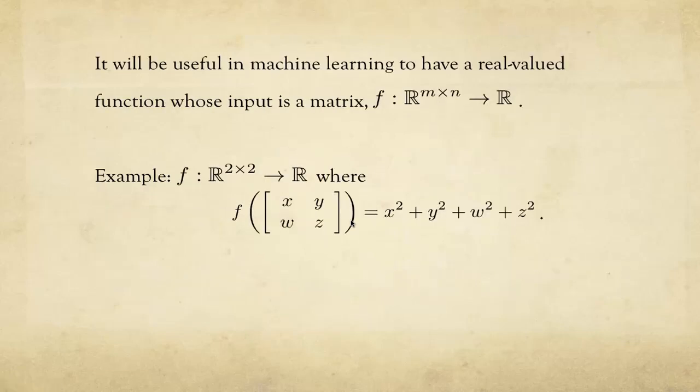It's useful sometimes in machine learning to be able to have a function defined on matrices. A function defined on an m by n matrix that is real valued, so that the output is a real value. For example, here's a function that is defined on a 2 by 2 matrix, and it outputs a real number because it's a real valued function. All it does is square all the entries and then add them together. So we'll see this a lot when we start doing neural networks.